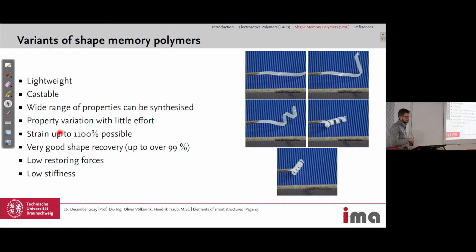This was the one key parameter we had two slides before. But we have low restoring forces and low stiffness. So if you need an actuator with high forces, then it's not the best material. But if you need large displacements, you could use shape memory polymers. But you can use it only one time, or you have to think of mechanisms to memorize the shape again, to use it again.